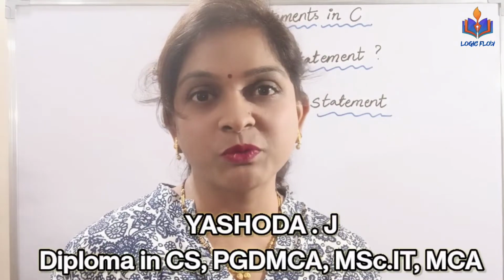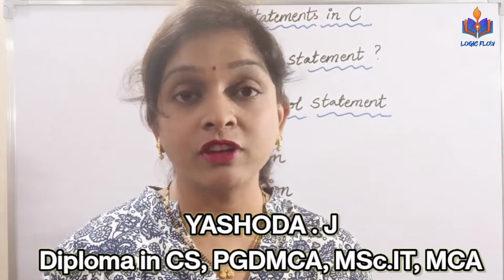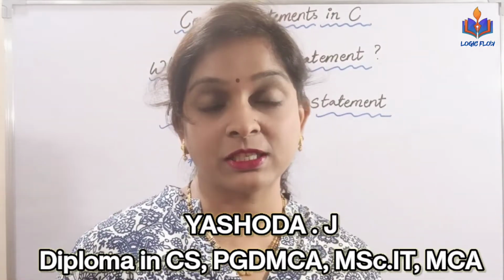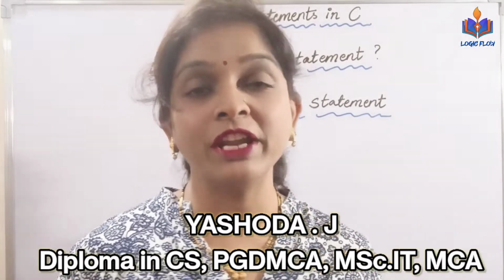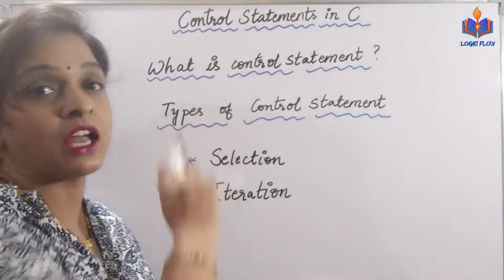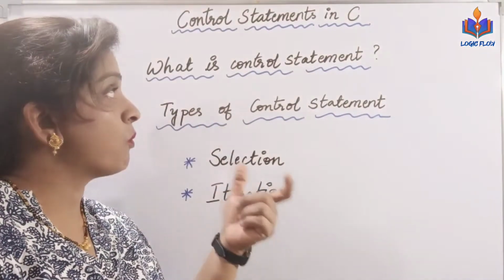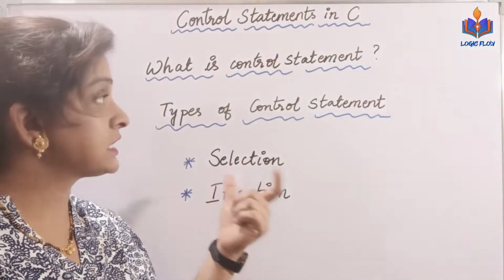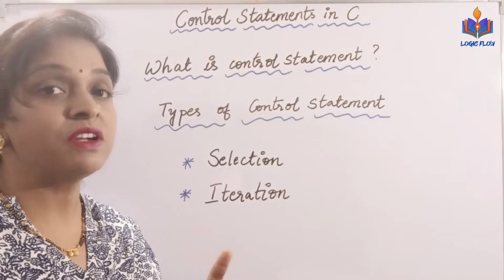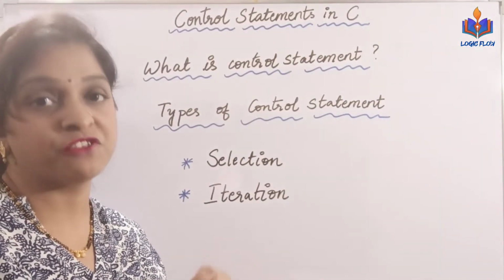In the previous video, we have discussed typecasting in C. We have learned what is implicit conversion and what is explicit conversion. In today's video, we will start with a new topic which is control statements in C. So let us see what is a control statement, the types of control statement, and in today's video, we will discuss one type of control statement which is the if statement.